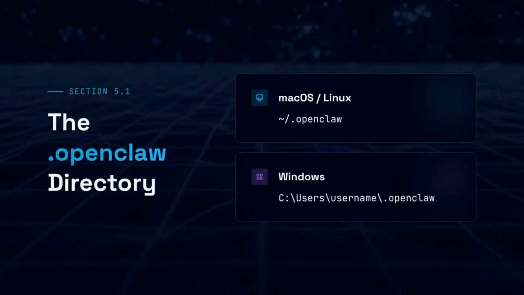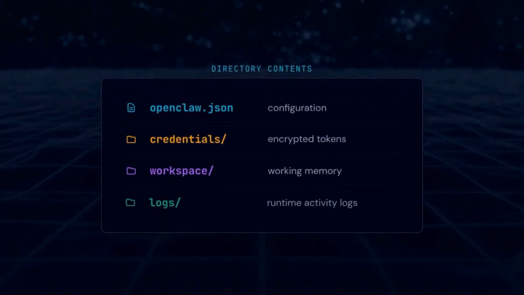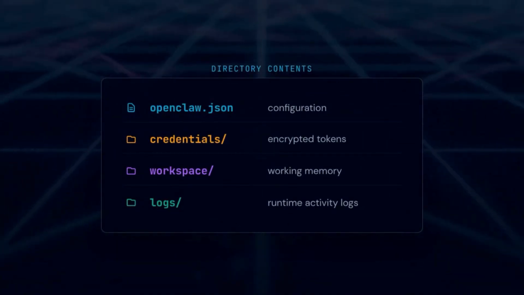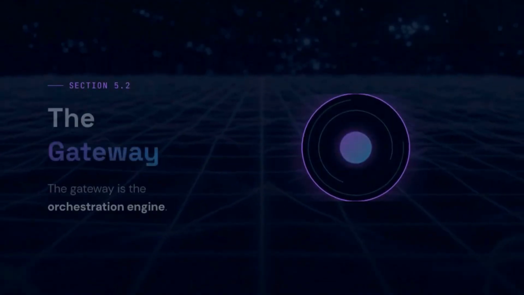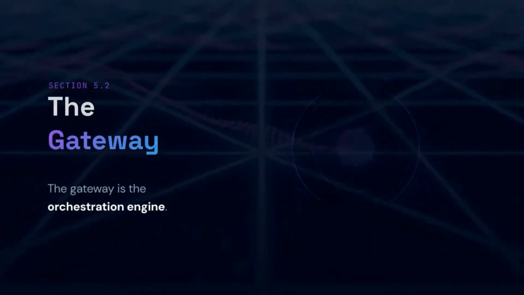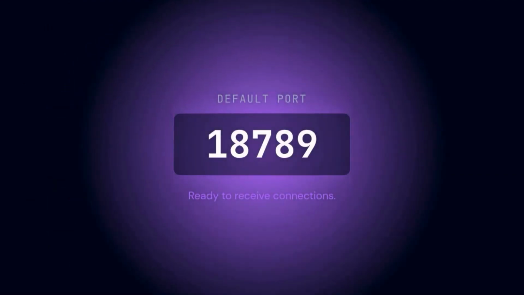After setup, OpenClaw creates a hidden folder called .openclaw in your home directory. On macOS or Linux, it's located in your user folder. On Windows, it's inside your user directory as well. Inside, you'll find the main configuration file, encrypted credentials, a workspace for memory and tasks, and logs that track system activity. The gateway acts as the orchestration engine. It routes messages, calls AI APIs, manages installed skills, and executes commands. By default, it runs locally on port 18789.